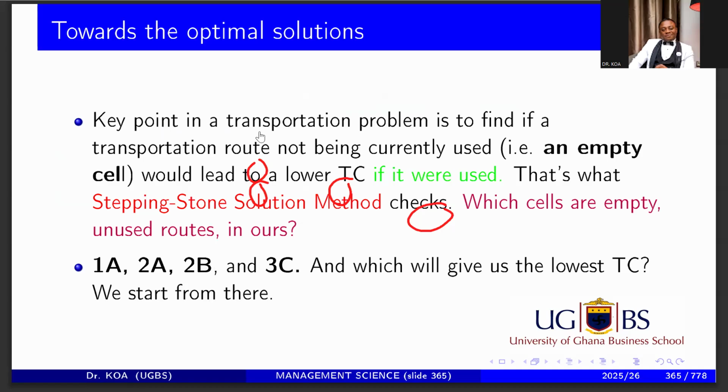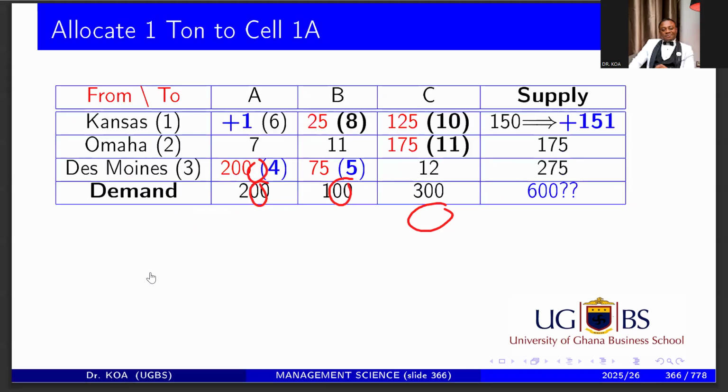We indicated that the key point in the transportation is to find the transportation route that is not currently being used, an empty cell, which will lead to a lower cost if it was used. Okay, that's what a stepping stone is actually checking. So first you need to check which cells are empty, which cells are not used, and we know all the cells. Okay, and then identify which will give the lowest total cost. And then we saw that it was a 6. So we start with a 6.